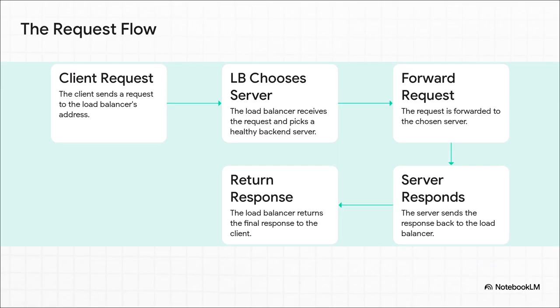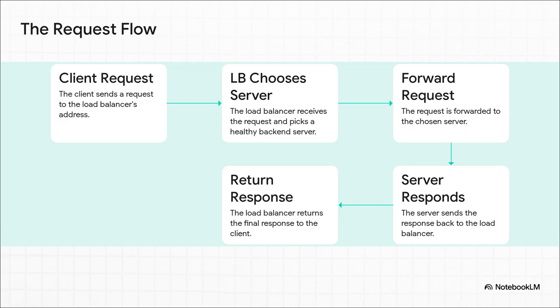So let's trace the journey of a single click. You, the client, send a request, but you don't send it to a specific server. You send it to the load balancer's address. The load balancer grabs it, picks a healthy server from its pool, and forwards your request along. That server does its work, gets the data, renders the page, and sends the response back to the load balancer, which then finally passes it back to you. The key thing here is that you, the user, have no idea this dance is even happening.